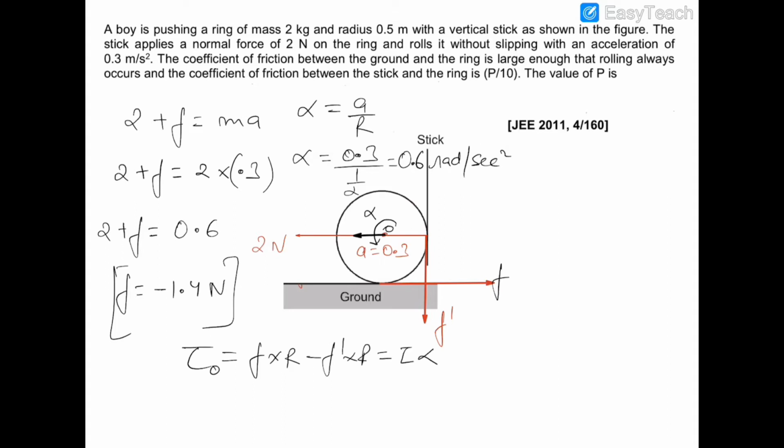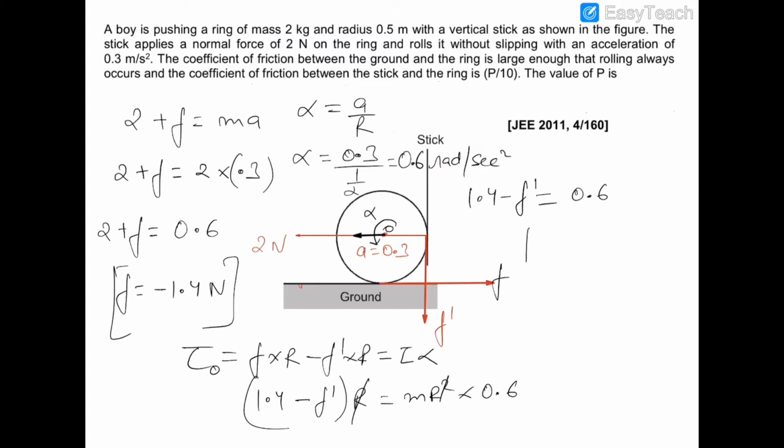So F is 1.4, so this is 1.4 minus F dash, and R is common, so that is equal to m R square into alpha, where alpha is 0.6. So cancelling this R with R, this is 1.4 minus F dash is equal to m into r, where m is 2 and r is 1 by 2. So this is only 0.6. So F dash is equal to 0.8. So this is the value of F dash.